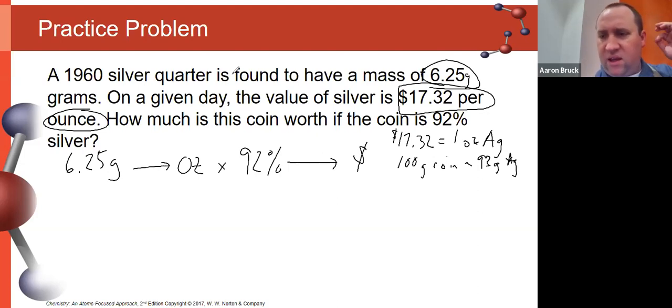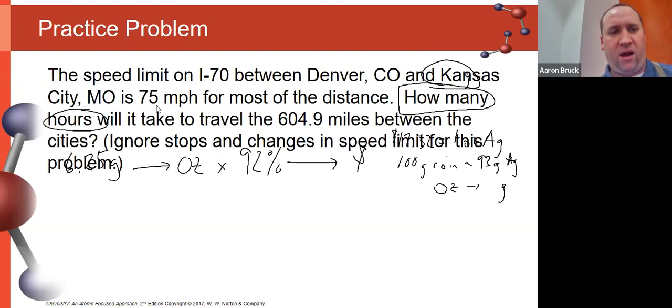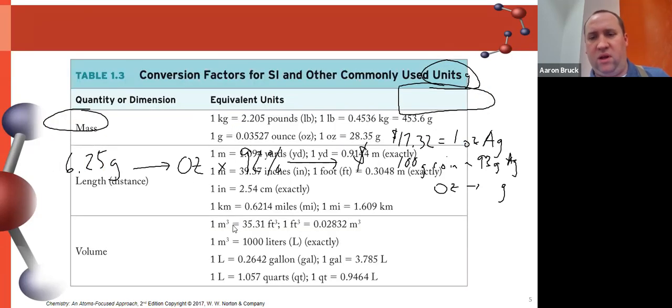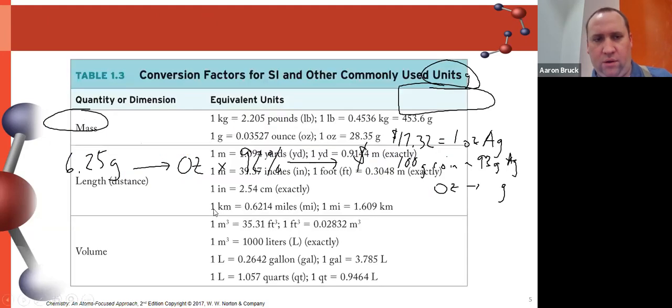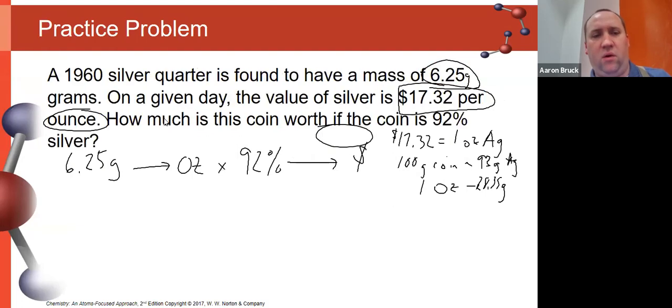What we're missing is the relationship between ounces and grams. And so once again, we're going to have to go back to the conversion table. And in that conversion table, we're going to see that 1 ounce is the same as 28.35 grams. So now with that information in tow, we should be able to do everything that we need to do.